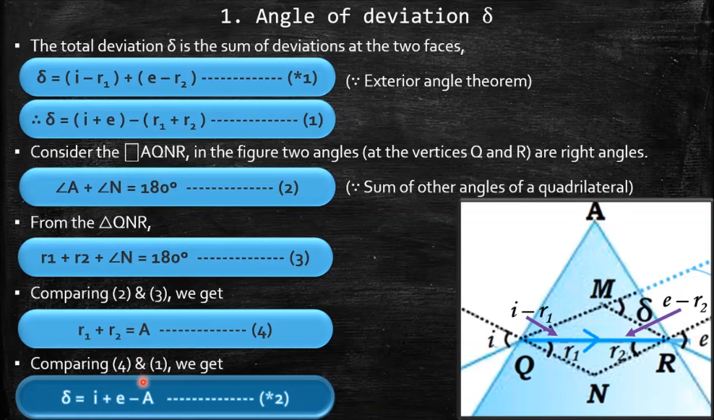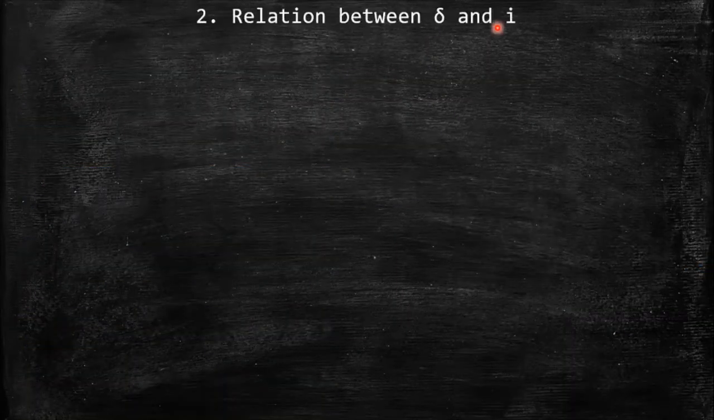And with this I'm marking this equation as star 2. Well, be happy because this also marks the end of our goal of step 1, right? That is finding the angle of deviation. Let us now move on to our next step, that is to establish a relation between the angle of deviation delta and the angle of incidence of light on a prism I.